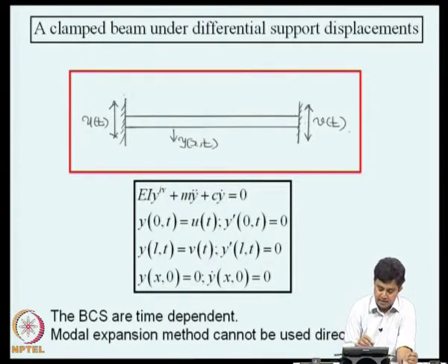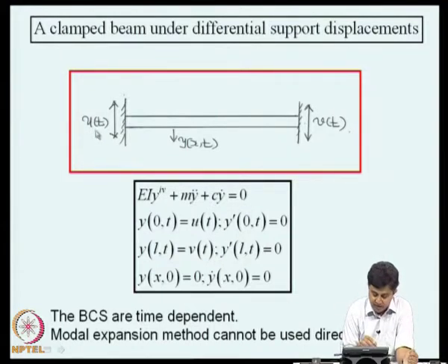So, to illustrate that, we consider a single span beam which is clamped at the two ends, and the two supports are subjected to displacement u of t and v of t. For the field equation here, we are assuming a simpler model for damping, and we are also assuming that the beam is homogeneous. So, we get E I y 4 plus m y double dot plus C y dot equal to 0.